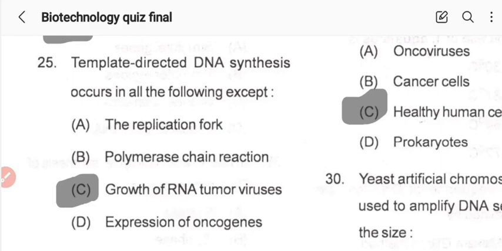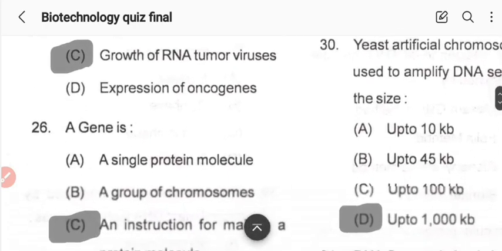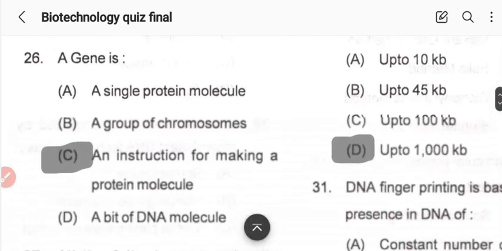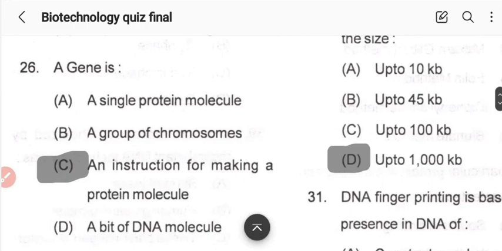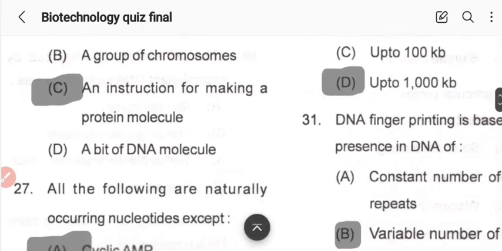It is not happening in growth of RNA tumor viruses. Then, a gene is what? An instruction for making a protein molecule. It is nothing but instructions in different codes, A, T, G, C, like that. So it is an instruction for making a protein molecule.